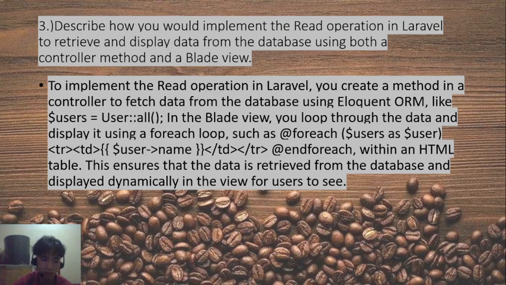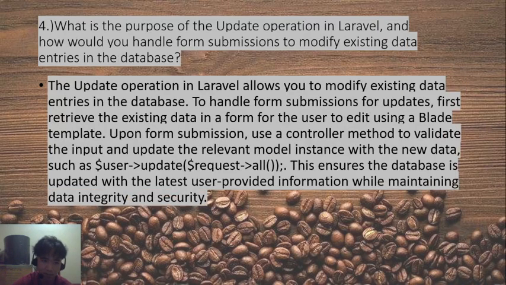Like we're using User::all(). In the blade view, you loop through the data and display it using a foreach loop, such as @foreach ($users as $user), <tr><td>{{ $user->name }}</td></tr>, @endforeach, within an HTML table. This ensures that the data is retrieved from the database and displayed dynamically in the view for users to see.